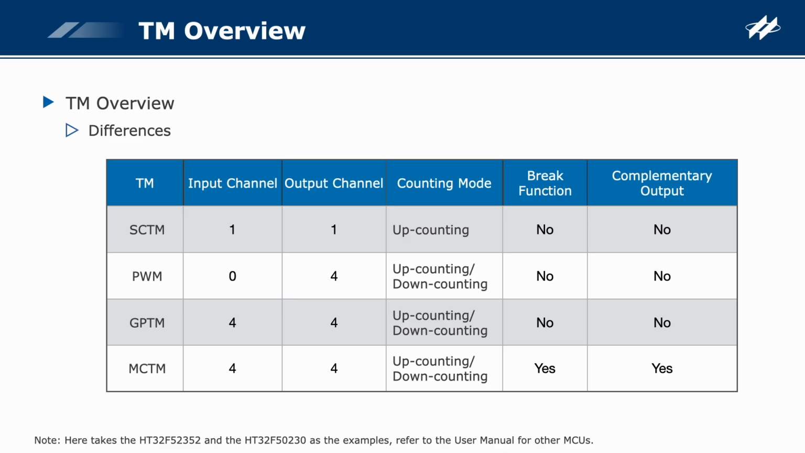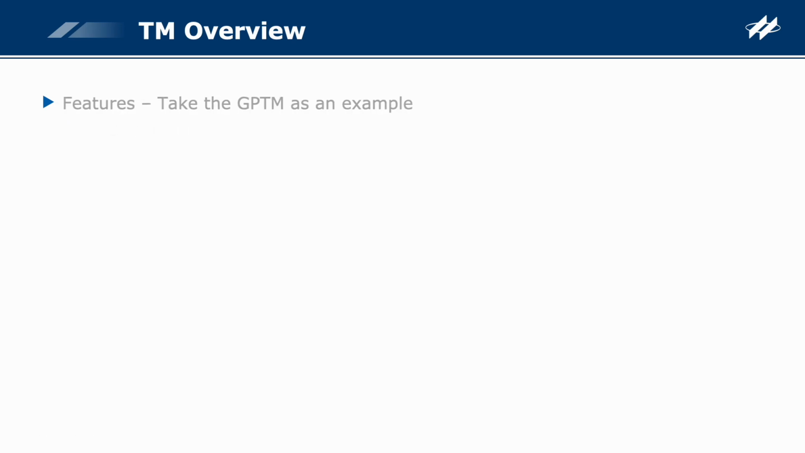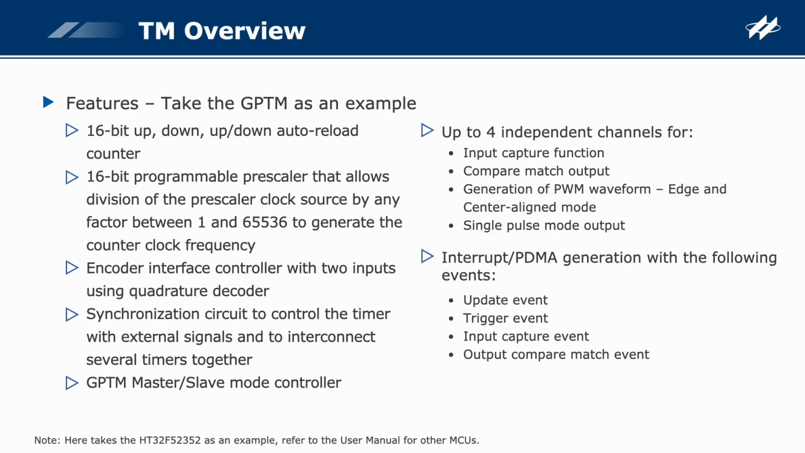The MCTM has four input channels and four output channels. It supports both up-counting and down-counting modes. It also has a break function and a complementary output function. Next, we'll introduce the timer features. Here takes the GPTM as an example. For other timer modules, refer to the corresponding user manual.